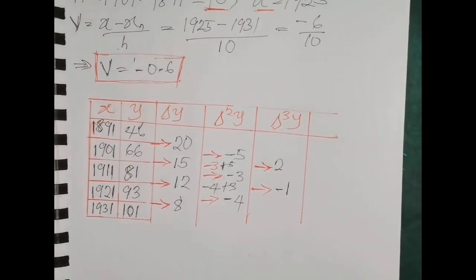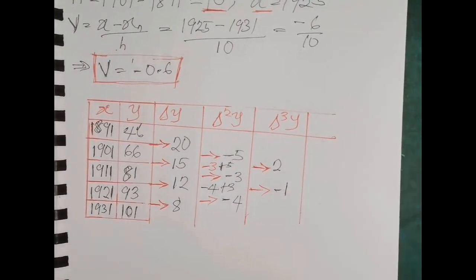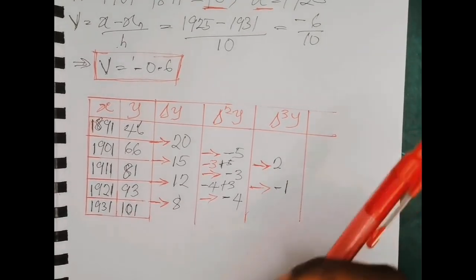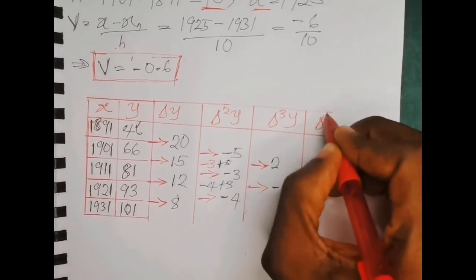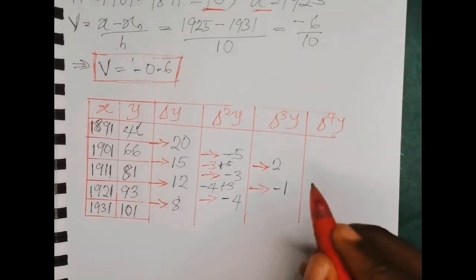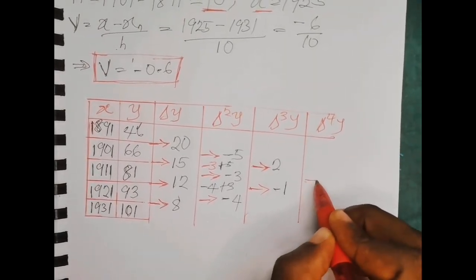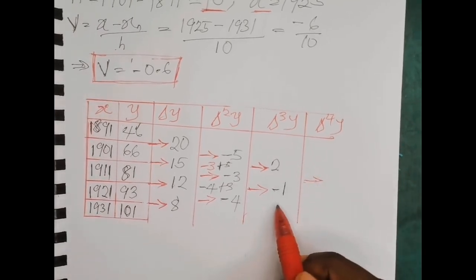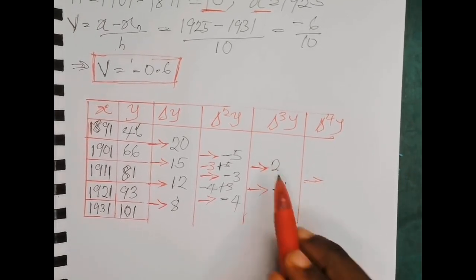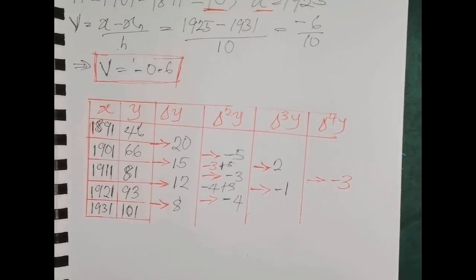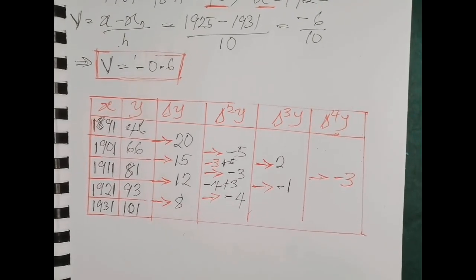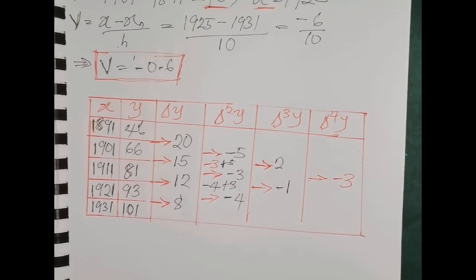Okay, you carry on with the fourth difference, which is labeled as delta fourth y. Also, the answer should be written in between. So this becomes negative 1 minus 2, minus 1 minus 2, and that simply gives us negative 3. Since we have just one value of the difference left now, we can end our difference table here.